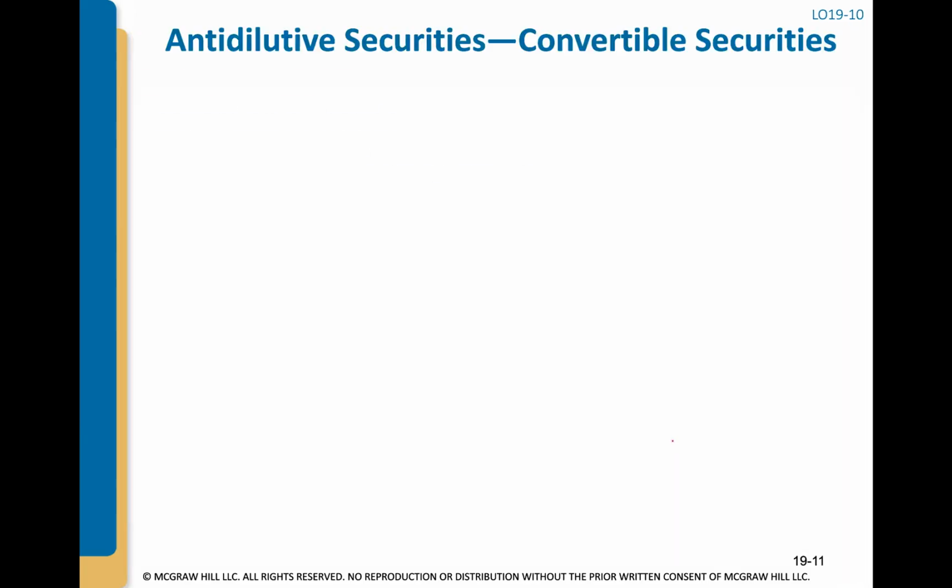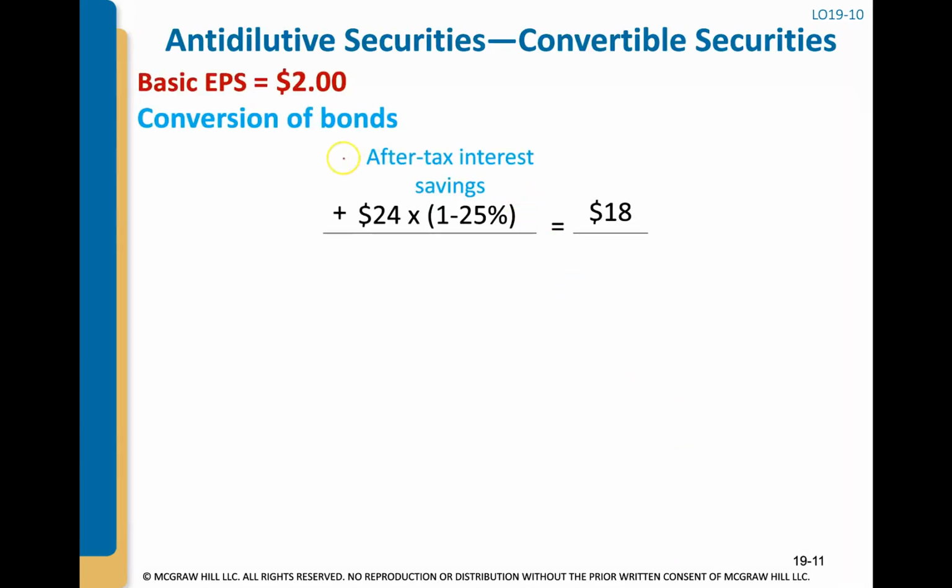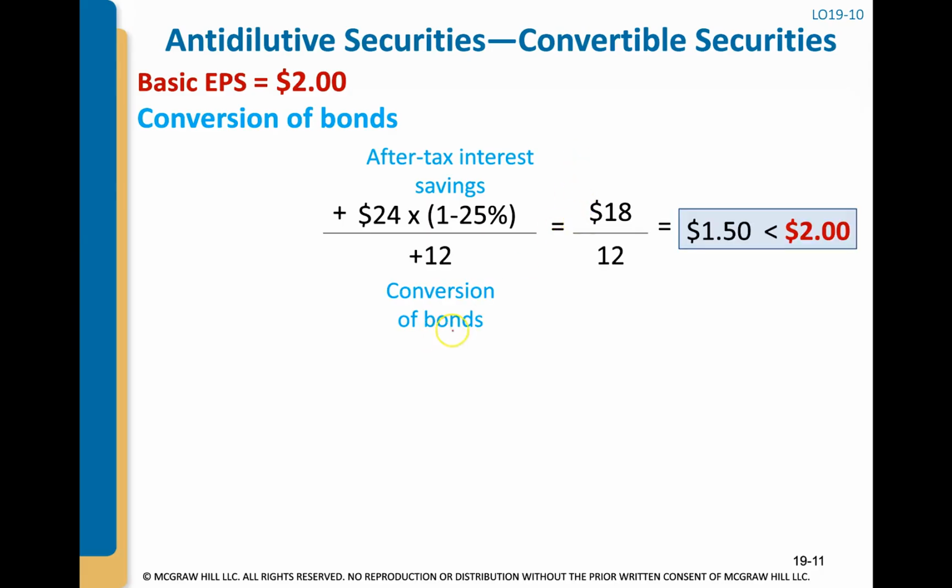So when we look at the incremental effect of each of these convertible securities, I'm going to take my $18 million increase to the numerator divided by the 12 million increase to the denominator. And so 18 divided by 12 gives me $1.50. And I'm going to compare that to my basic earnings per share. If my incremental amount is less than my basic earnings per share, then I'm going to include it in my layering process when we get to steps 3 and 4.